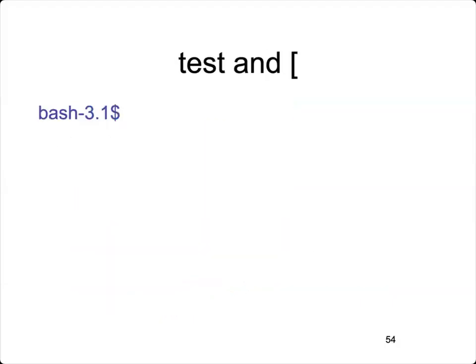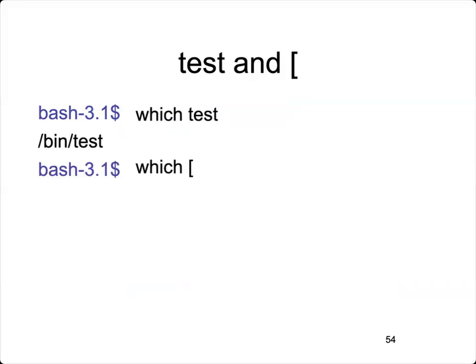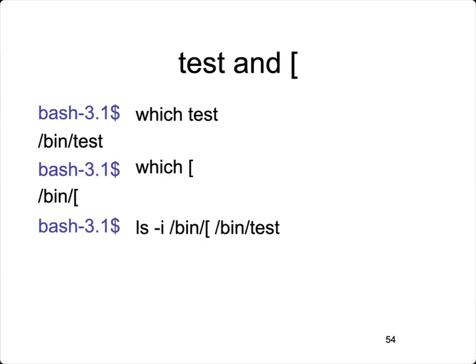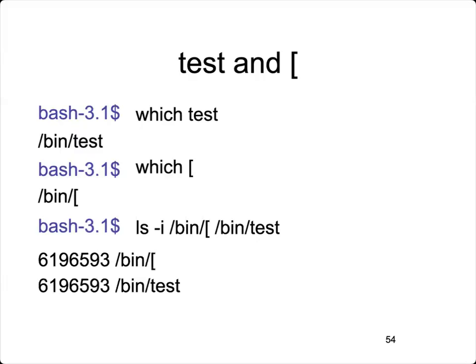All right. So now let's compare test. Remember that list of all the if statements and all the different ways to do conditionals. We've got test and square brackets. So let's do a little test. If we do which on test, bin test, not surprising. Now if we do which on square bracket, some people may be surprised by that, right? It's sitting there. And let's do an ls -i. So what this does, it dumps out the inode of those files. So those two files have the same inode.